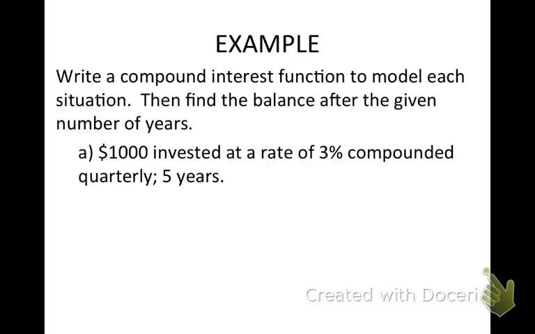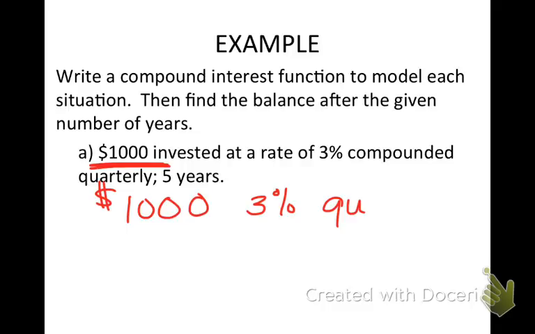All right, so here we go. I'm going to give you $1,000 right now. Congratulations. We're going to put it into an account that is earning 3%, and it's being compounded quarterly. I want to know how much money will be in that account after 5 years. So my T is going to be 5 years. All right, so let's plug it into the formula.